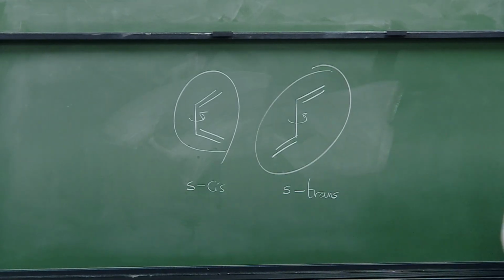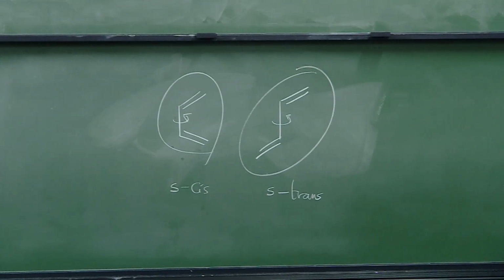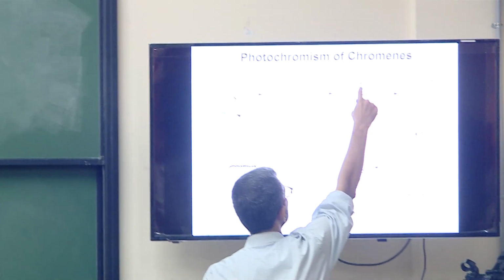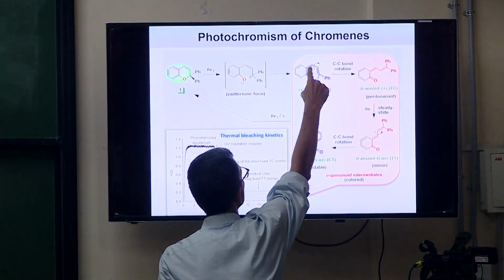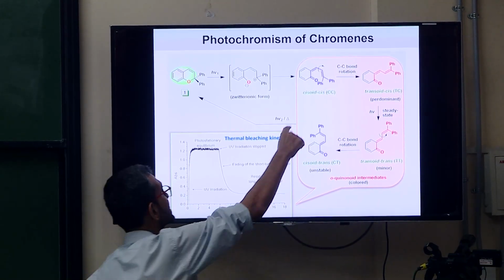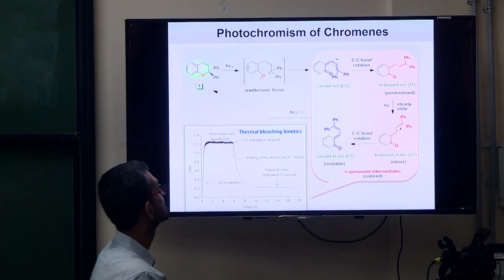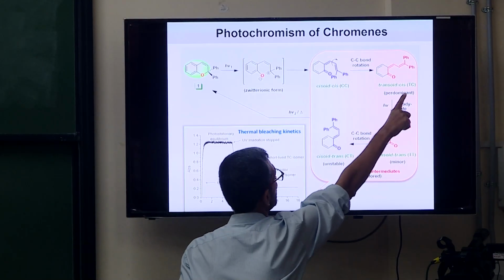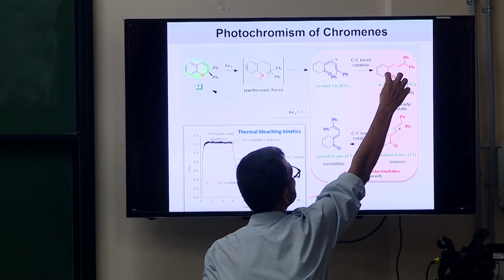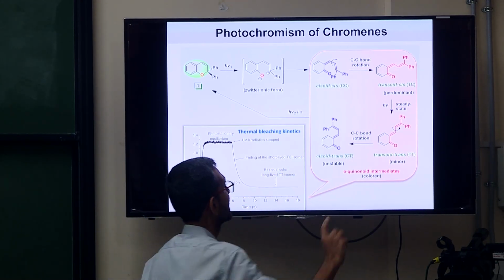And that's what is shown here. You have a cisoid cis, right? Can you locate the cisoid cis here? What is the cis double bond? This is the cis bond here. This bond is cis and there is a cisoid here. Transoid cis: so this is again cis. This bond alone you look at, that is cis. But transoid is this.